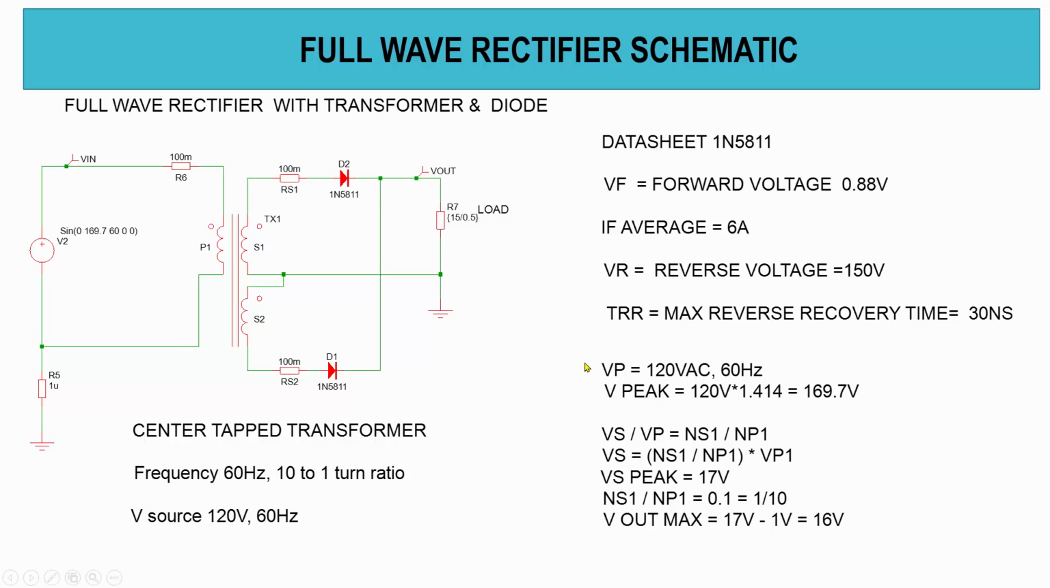When we get into the details in Symmetrix, I will explain the turn ratio and everything else in more detail. And we use the 1N5811. It has a forward drop of almost 0.9 volt. It is a 6 amp capable diode, and the reverse voltage is 150 volt.